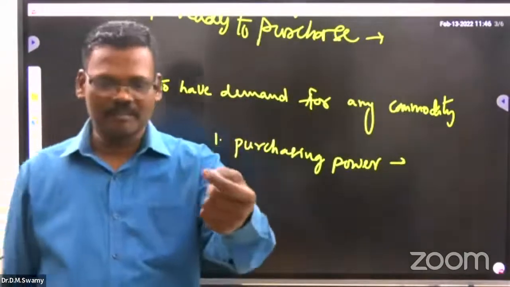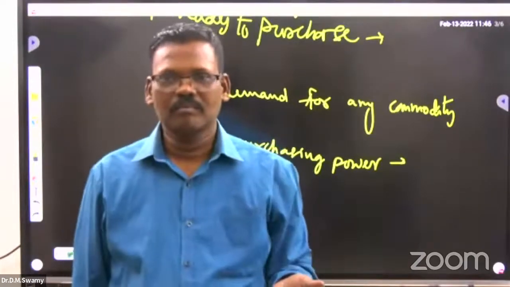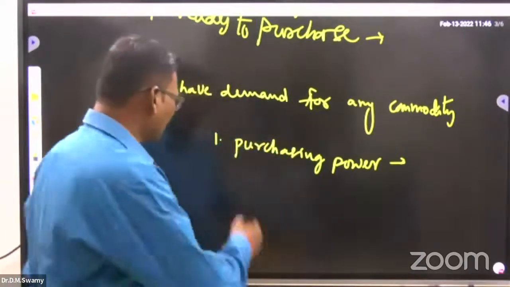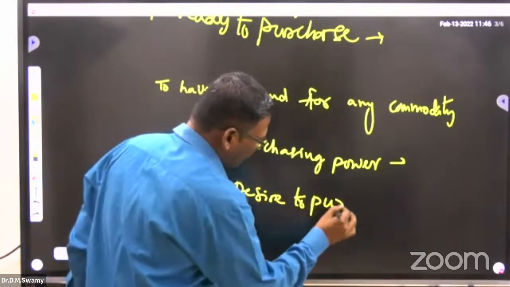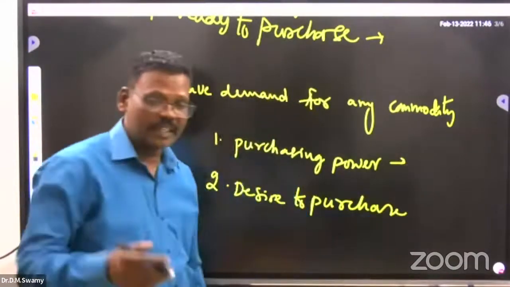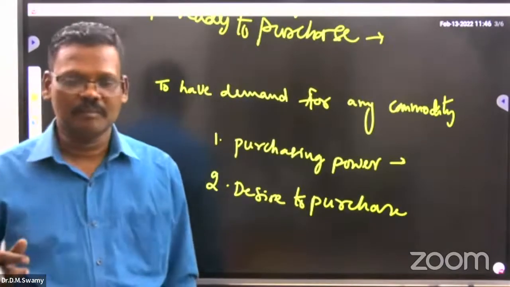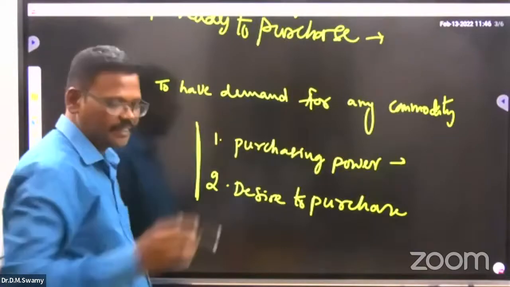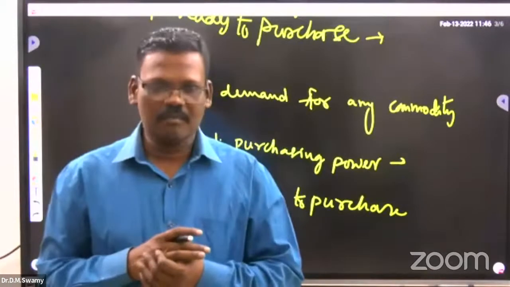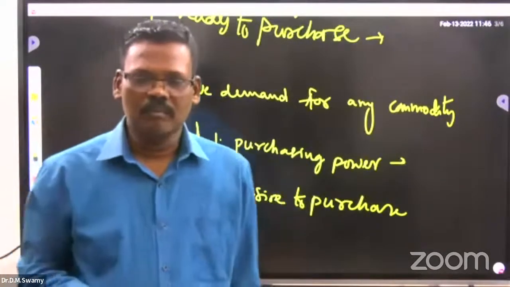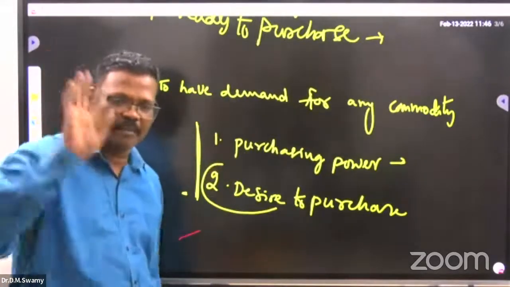Purchasing power means money. To purchase any commodity, first, you must have money with you. The second one is desire to purchase, the requirement, the necessity to purchase. These two points are very important. Without these two points, nobody will purchase. Both are important at the same time, please remember.